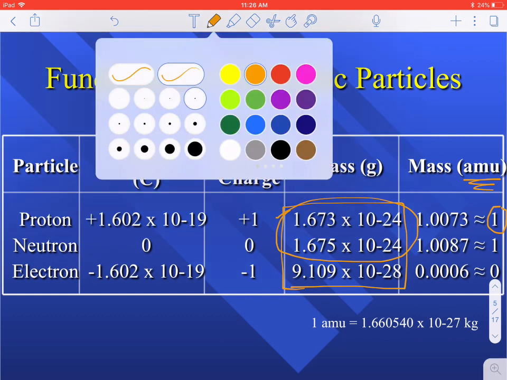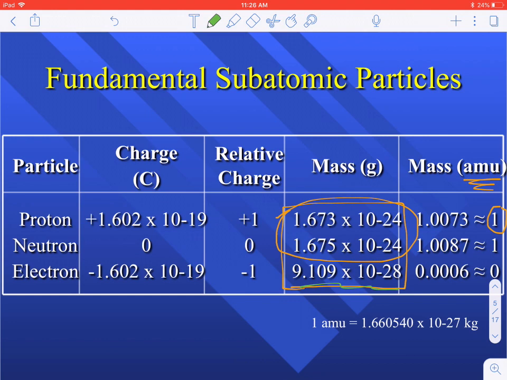Electrons, yes, they are there. Yes, they are a thing. Yes, they have mass. And you'll notice here that the mass of an electron is really, really small. In fact, it's times 10 to the negative 28th power, while this one is times 10 to the negative 24th power. So even though electrons have mass, you'll notice that they are 10,000 times lighter than a proton and a neutron. So because they're 10,000 times lighter, in the AMU scale, we actually assign electrons a mass of 0 because they're so insignificant as compared to protons and neutrons. They don't really affect the mass of the atom all that much at all.